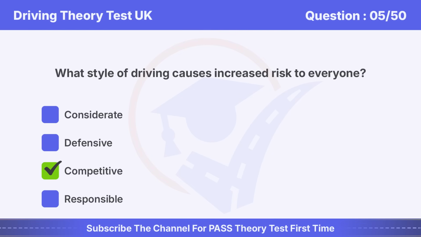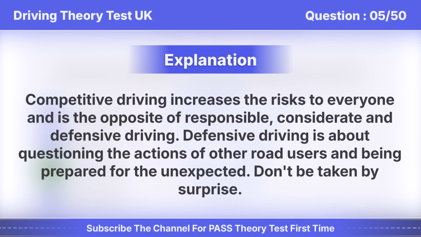Answer is C. Competitive. Competitive driving increases the risks to everyone and is the opposite of responsible, considerate, and defensive driving. Defensive driving is about questioning the actions of other road users and being prepared for the unexpected. Don't be taken by surprise.